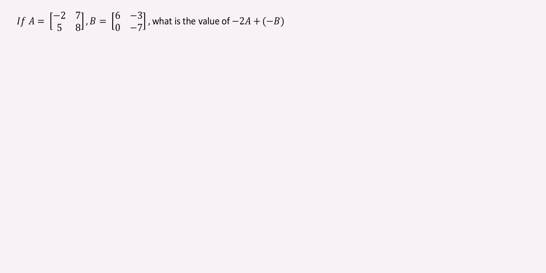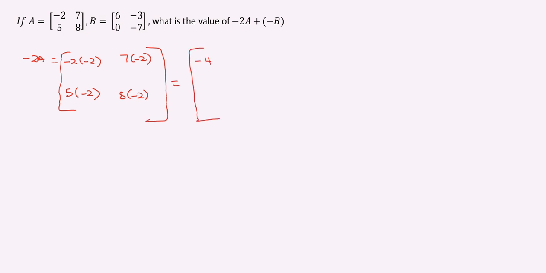So let's apply this. We're going to have negative 2A is going to be equal to negative 2 multiplied by negative 2, 5 multiplied by negative 2, 7 multiplied by negative 2, 8 multiplied by negative 2. So this is going to give us negative 4, negative 10, negative 14. Sorry, this is going to be positive 4. And then this is negative 16.